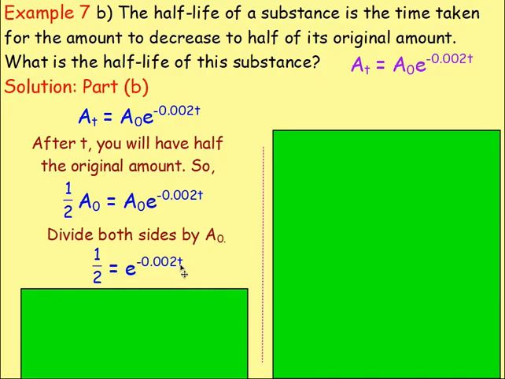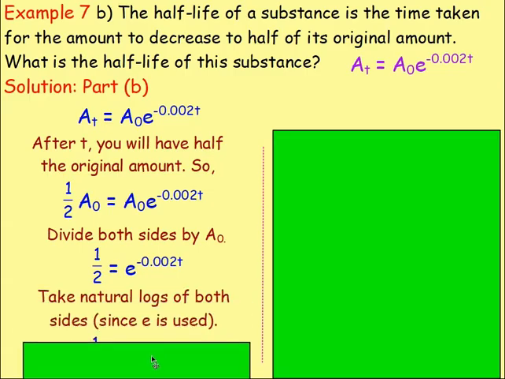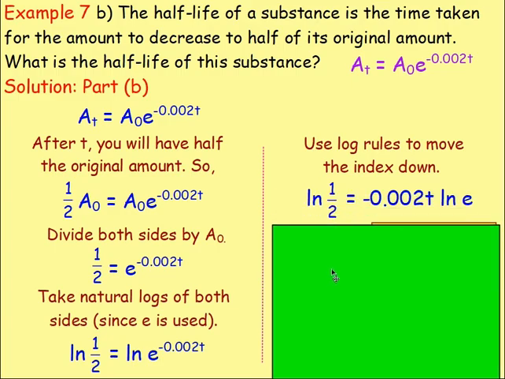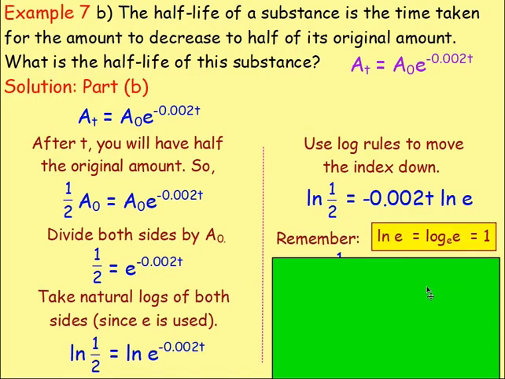From there, where do we go? Well, again, we're wanting to work out t, so we need to find some way of bringing that down. We can do that by taking the logs of both sides. Because e is involved though, what would we use? Natural logs! Good, use natural logs, so you're using ln. So you can say that ln 1/2 equals ln e to the power of negative 0.002t. Remember, the whole point in bringing in logs is we can use the log rule to bring that index down. So bring the negative 0.002t down to the front of ln e. And remember, ln e means log base e of e, that equals 1, so really that will disappear.